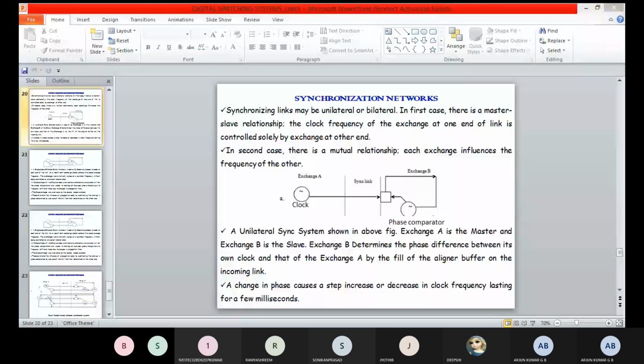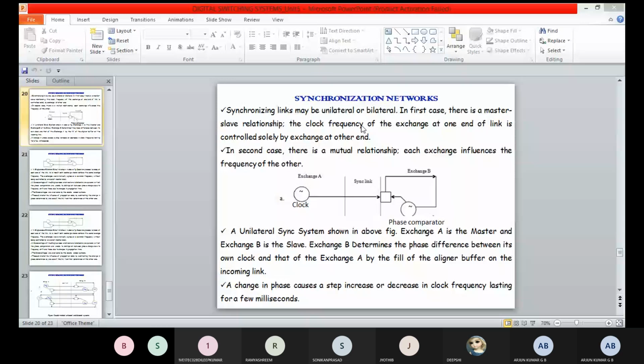It may be unilateral or it may be bilateral, and then in this unilateral and bilateral configuration, again we have different classifications, different types. It may be a master and slave configuration, or it may be a mutual exchange, mutual independence. They will be synchronizing the clock frequencies. In the synchronizing link, it may be unilateral or bilateral. Unilateral means one side; bilateral means both the exchanges can mutually adjust the frequencies.